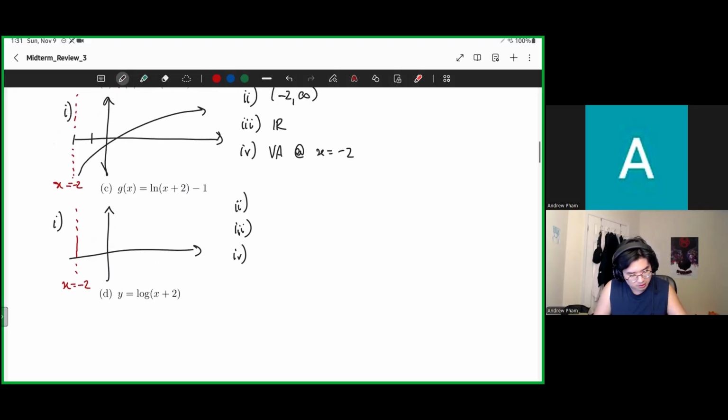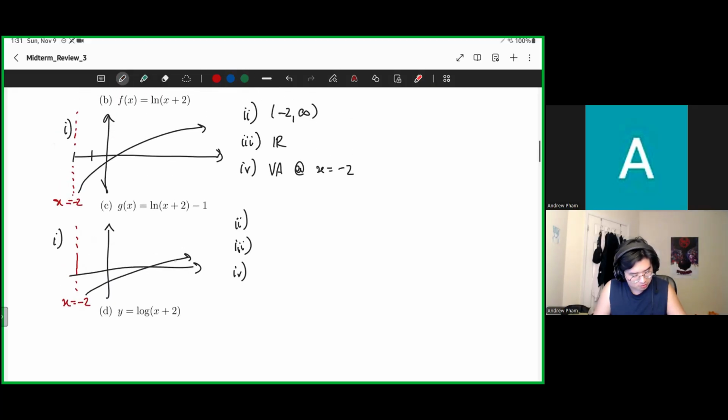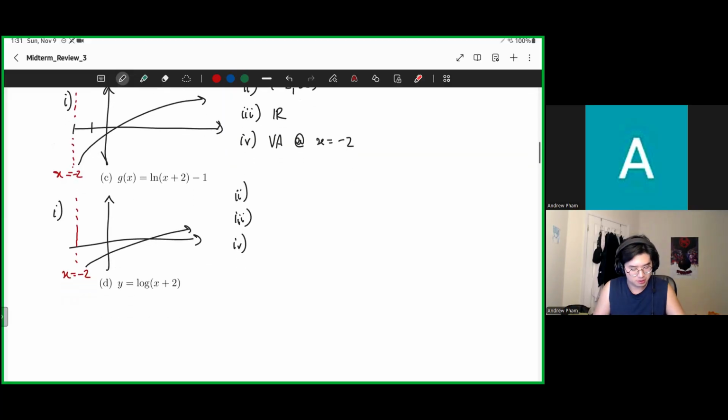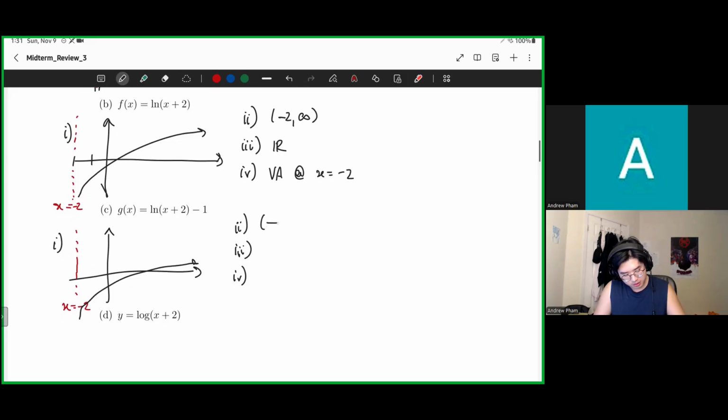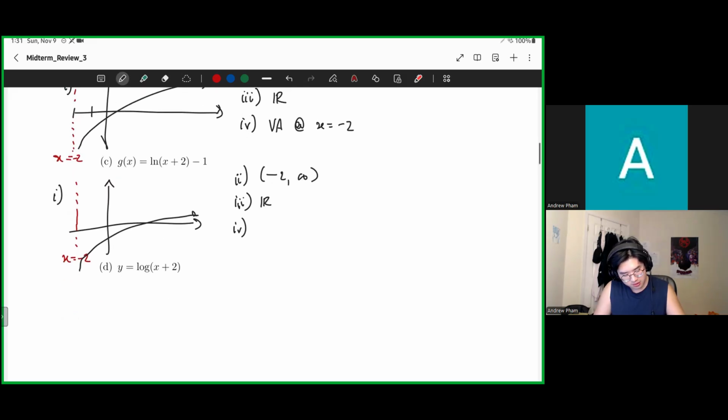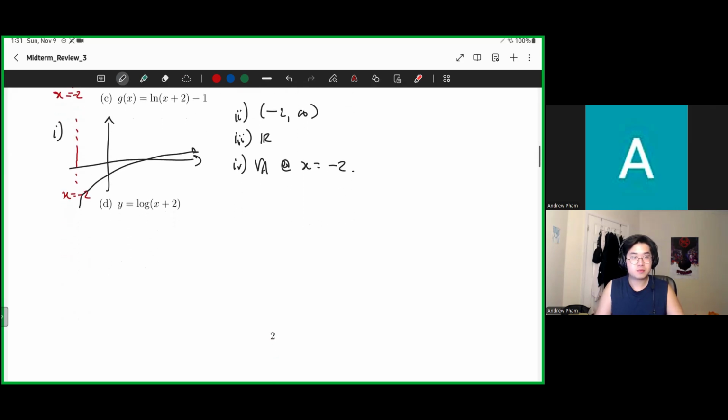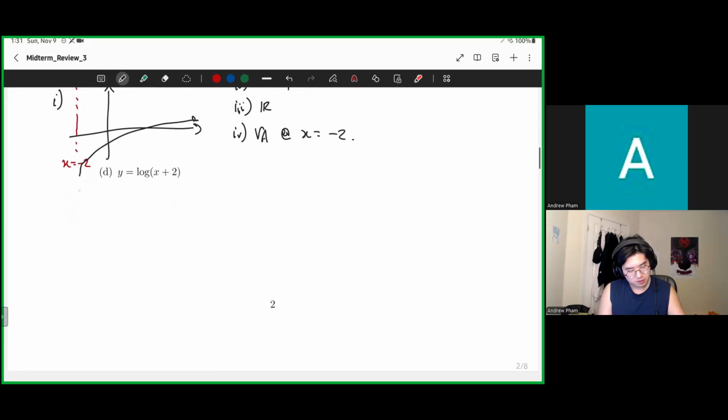So yeah, just make it seem like your graph is going lower, and that's fine enough for me. This is in a line, like so, or yeah, like that. So still the domain is minus 2 to infinity. The range is still the real line, and your VA is still at x equals minus 2.